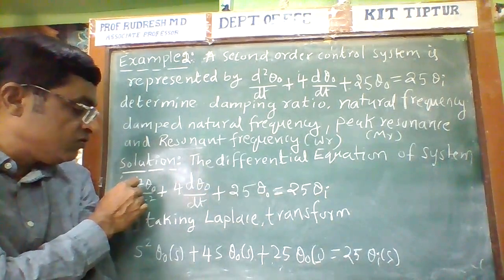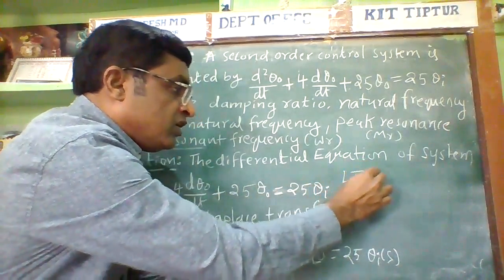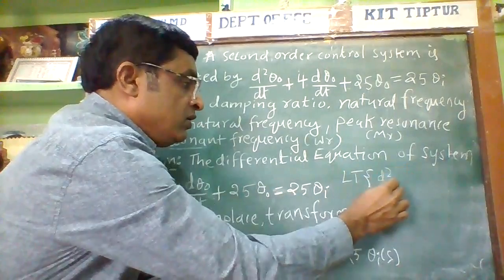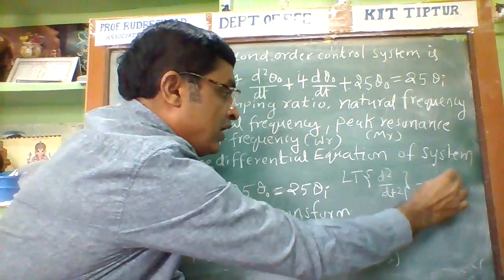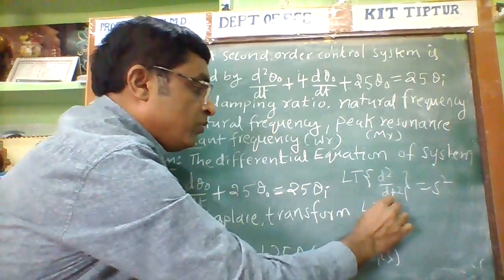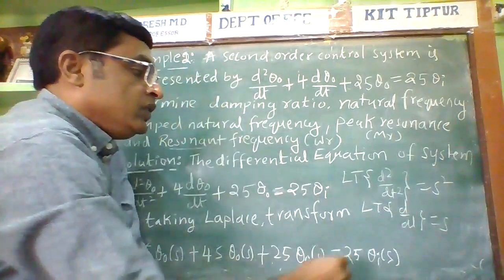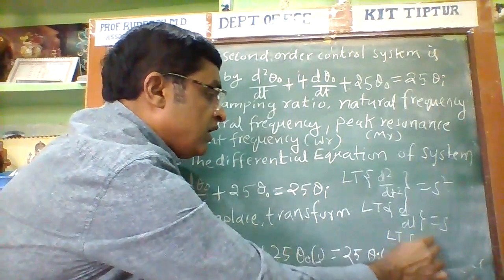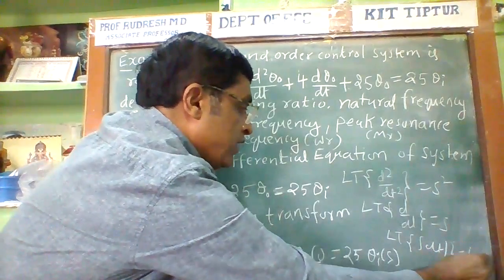Now, what is the Laplace transform of d square by dt square? It is equal to s square. The Laplace transform of d by dt is equal to s. The Laplace transform of the integral dt is equal to 1 by s.